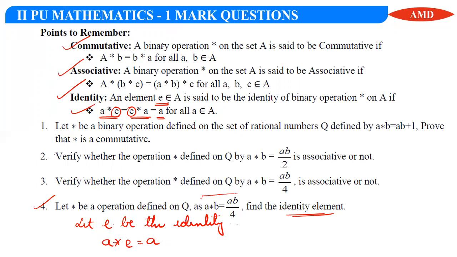Now by the question here, we have A star B is equal to AB by 4. That means A star E must be equal to AE by 4. That is equal to A. Now simplifying it further, A gets cancelled there. E will be equal to 4. That's the required answer. The identity is 4.